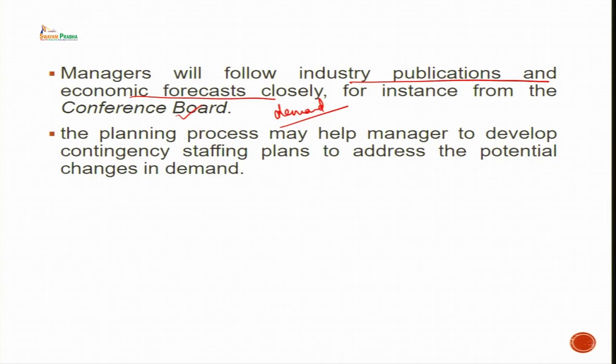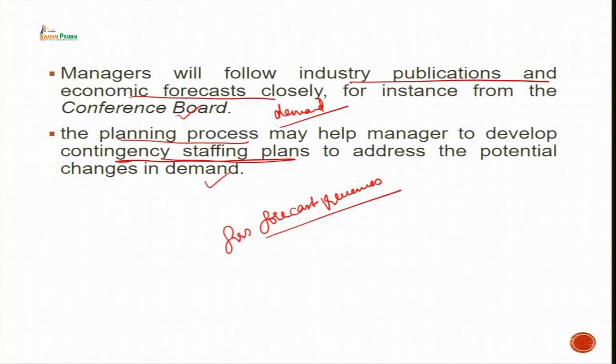And the planning process of human resource may help the manager to develop contingent staffing plans to address the potential changes in the demand. Here, the basic process of forecasting personnel need is first to forecast the revenues, and after revenues, then estimate the size of the staff. However, the manager must also consider certain other strategic factors as well, which include projected turnover.